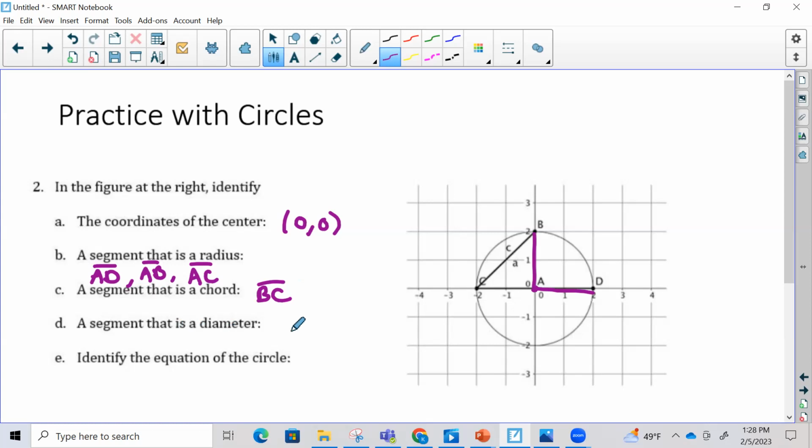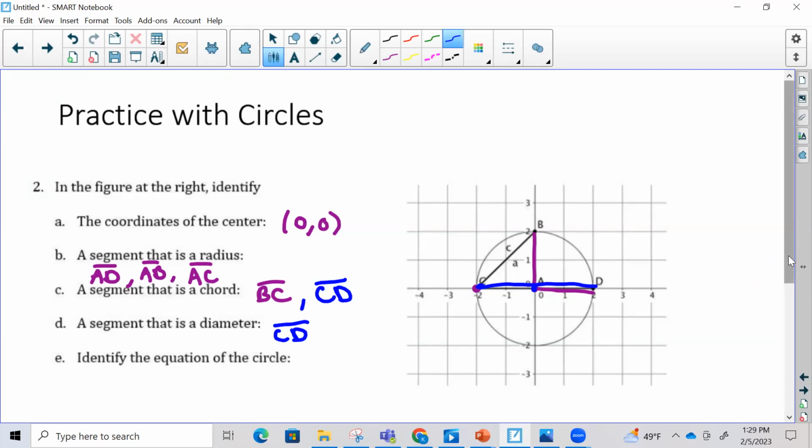And then a segment that is a diameter. The only one that they really have drawn between points would be this line segment, which is a diameter because it goes through the center. There are again other ones, but we don't have points on the circle to identify them. So we would say CD and put a line over it. And just remember, a diameter is always a chord. So for a segment that's a chord, it's also CD.